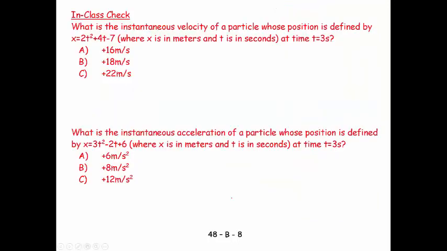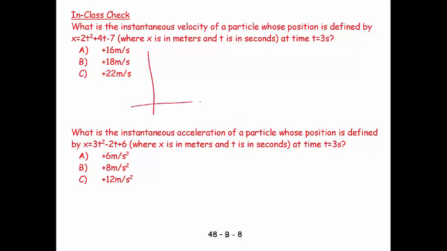Let's do some of this. So what we say is, what is the instantaneous velocity of a particle whose position is defined by... Now, we're getting a quadratic equation in this case. And we're saying, what's its value at time t equals 3?